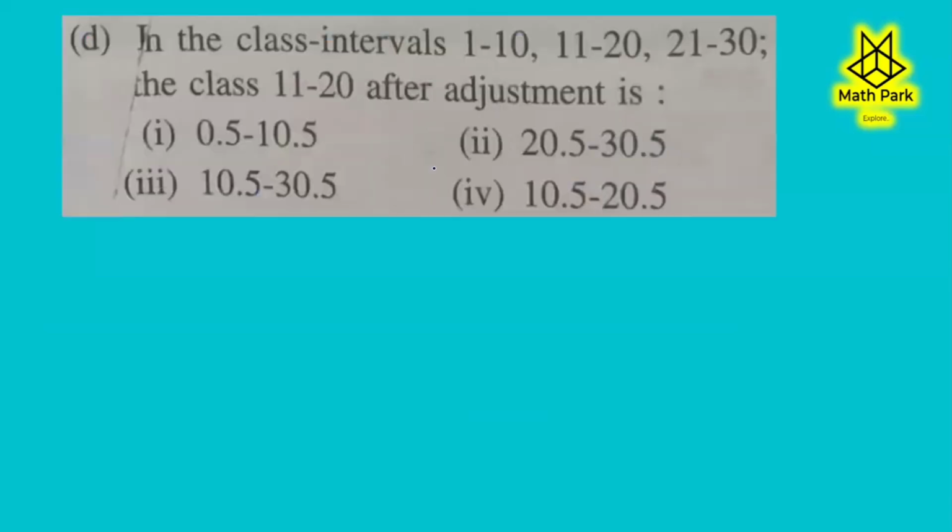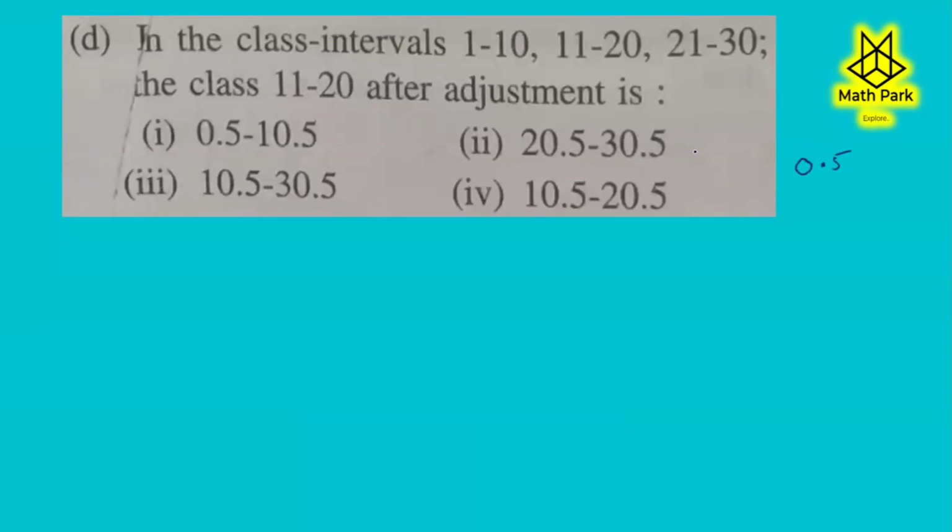The fourth MCQ, in the class intervals 1 to 10, 11 to 20, 21 to 30, the class 11 to 20 after adjustment is what? So now you can see that the difference between the upper limit and the next lower limit is 1. So 1 upon 2, the adjustment factor here is 0.5.